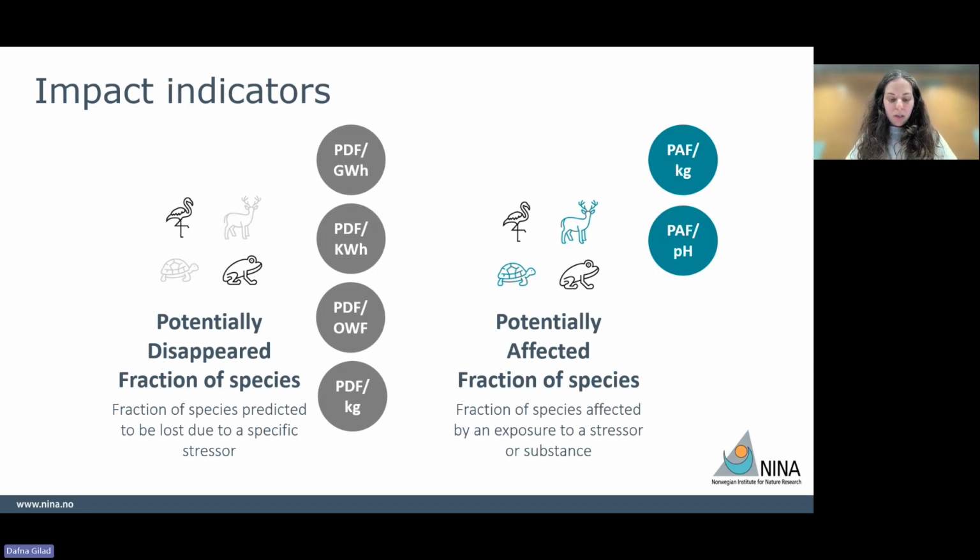Then there's also the potentially affected fraction of species, the PAF, which estimates the share of species that are affected by a certain stressor. And this can also be linked to functional units. So for example, the PAF per pH change. There are, of course, more indicators that you can use to assess biodiversity in LCA. But if we talk about wind power, then these two are really the main ones, especially the PDF.